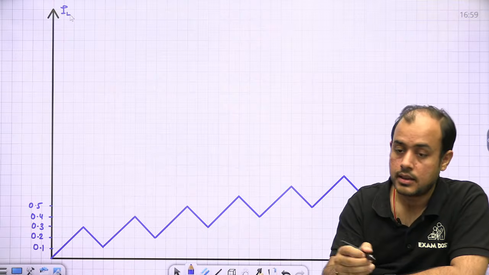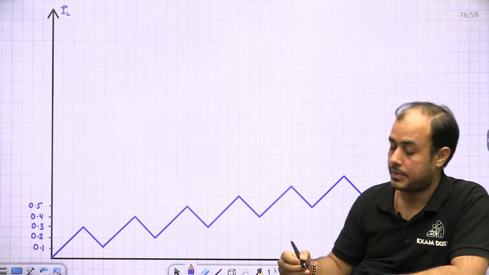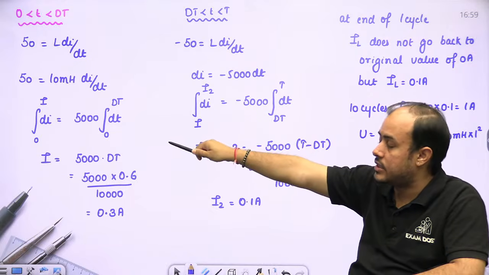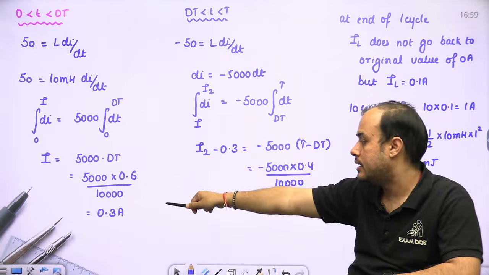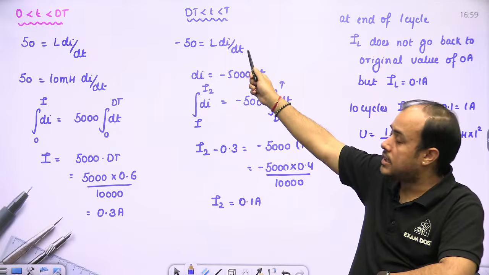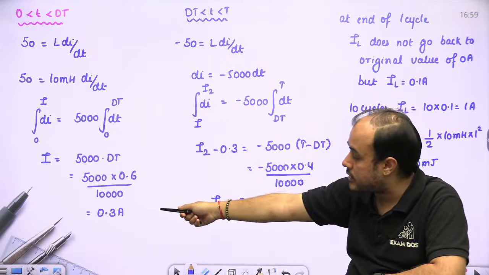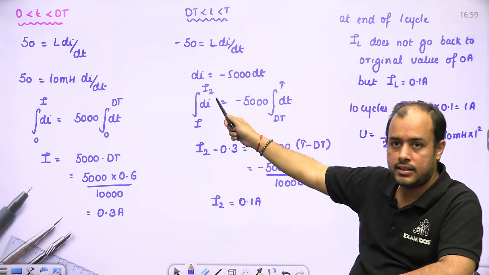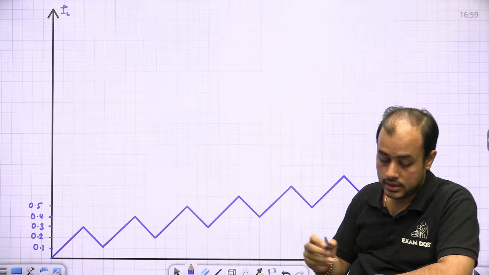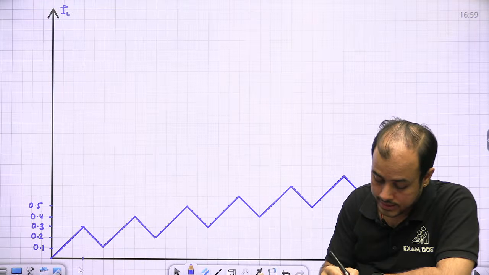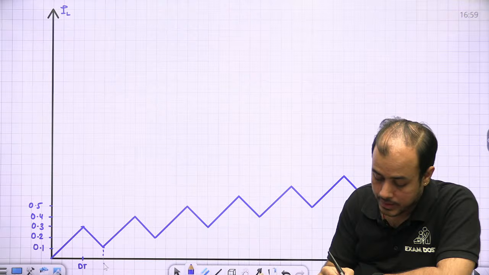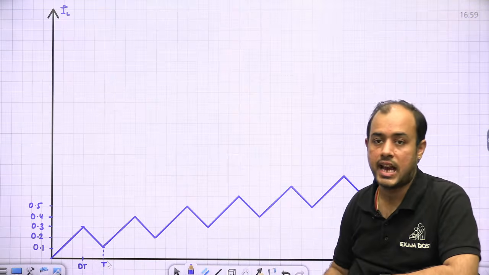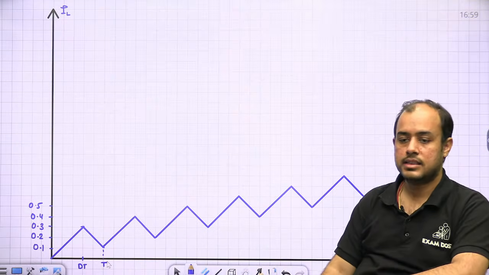Understood? So this is what I have derived here. From 0 to dt, V equals L di by dt. Current at 0 is 0. Current at dt, I am assuming I. It comes as 0.3. Now the second sub-interval starts where the first one ends. So at dt, current is 0.3. I want to know what is current at t. So it comes out as 0.1. So look, at dt, current is 0.3. Then it discharges by 0.2. So at t, it is 0.1. So that way compound effect will happen over 10 cycles. Understood?